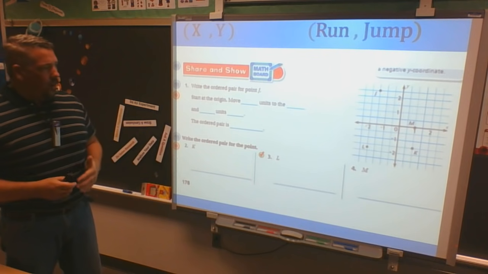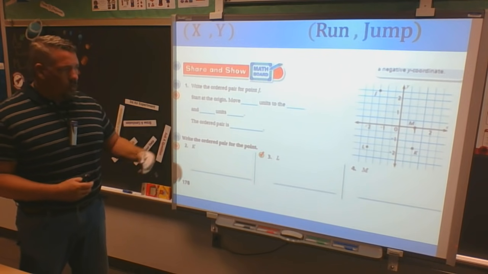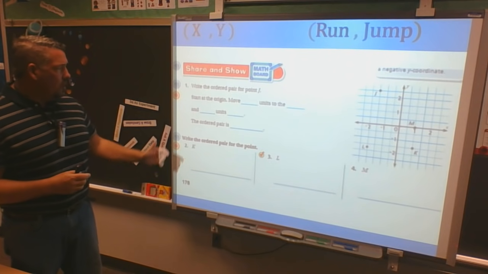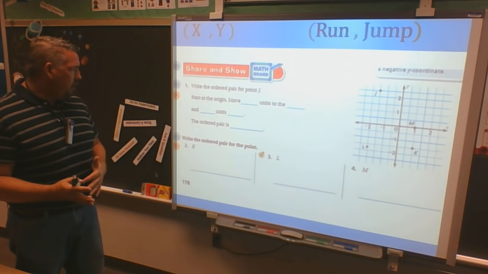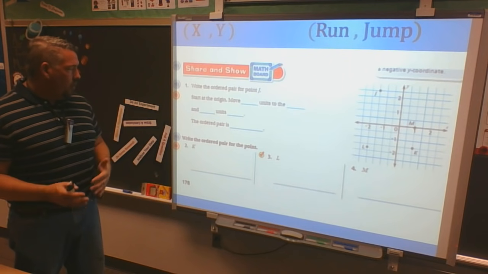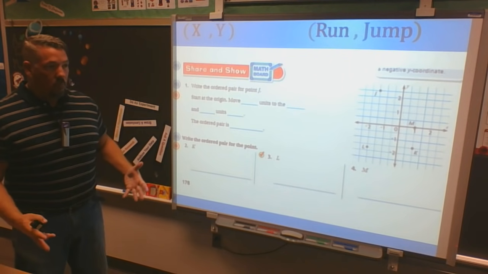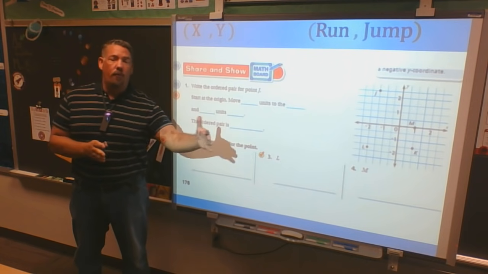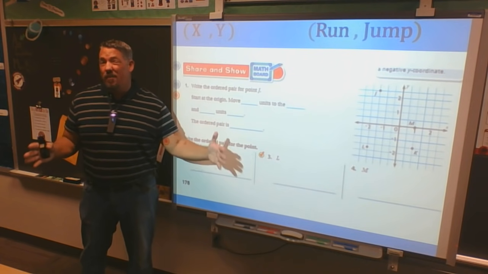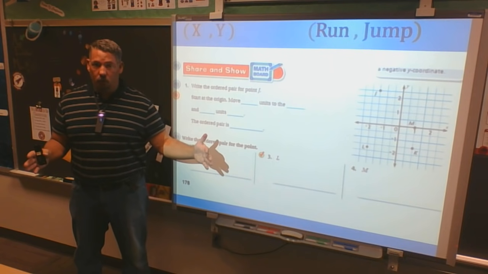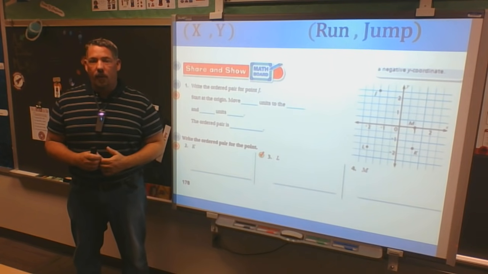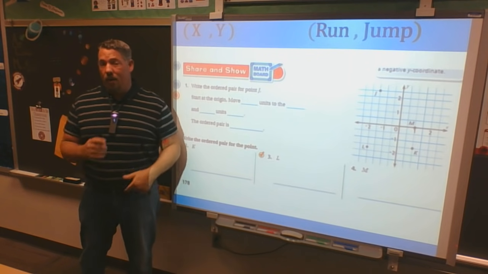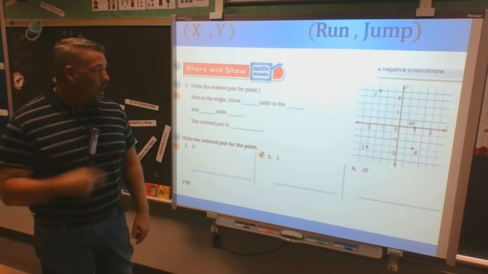Write the ordered pair for point J. Start at the origin. That's where we always begin, 0, 0. Right in the middle for our origin. Move blank units to the blank, and blank units blank. The ordered pair is. Okay, so what they're saying is I go to my point of origin and I have to figure out if I'm going to run forward or backwards. Once I've done that, I figure out what number I ran to. Then I'm going to figure out am I going to jump up or jump down and what number I'm going to. So running and jumping, X and Y.